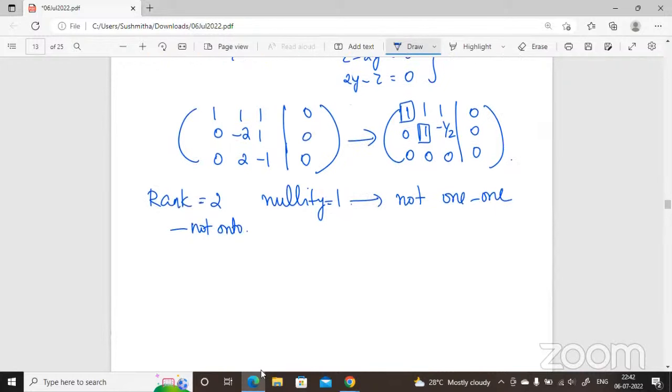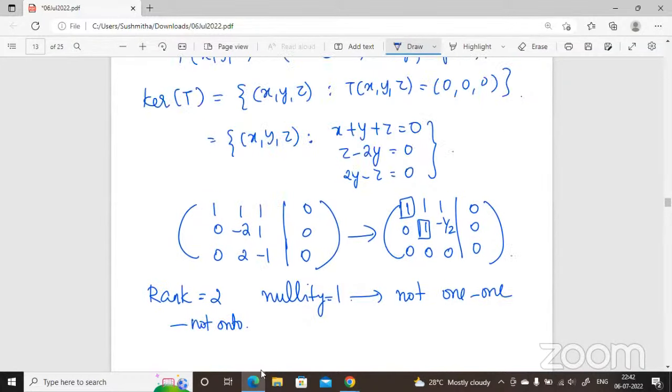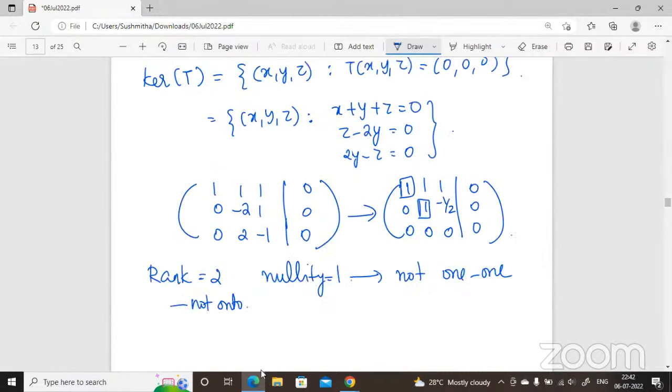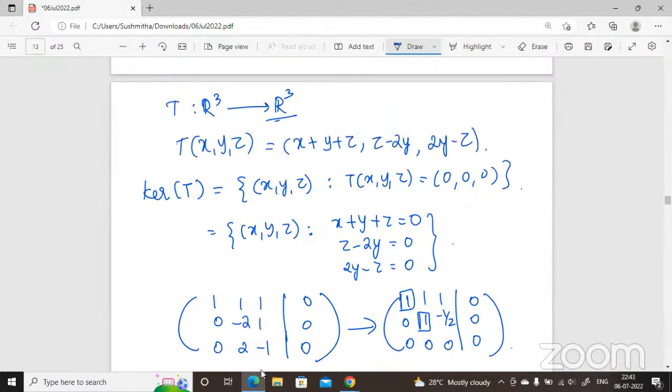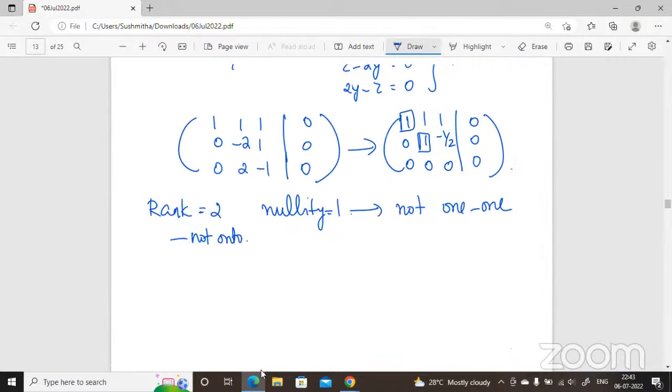Okay. So now rank is 2, so not onto, you are telling. Nullity is 1, so not one-to-one, that is clear, because nullity has to be 0, then only. How did you make that decision? Rank is 2, not equal to the dimension of the codomain. Okay. Yes, you are comparing with the codomain.